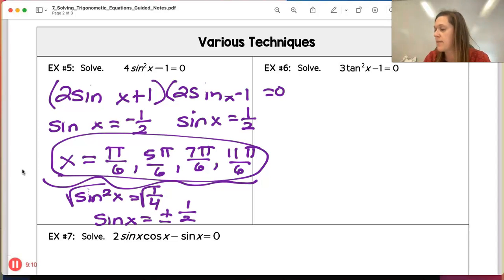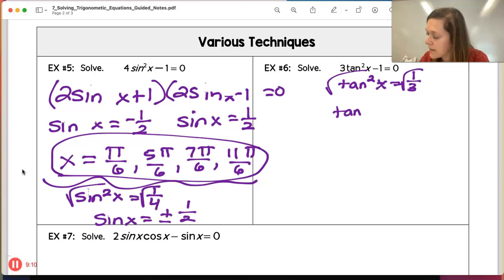Number 6, we have 3 tan squared x minus 1. Here I would definitely suggest trying to solve it by square roots. So add your 1, divide by 3, and that gets you tan squared x is equal to 1/3. When you square root both sides, we get the tangent of x is equal to plus or minus the square root of 1, which is 1, over root 3, which is the same as root 3 over 3.